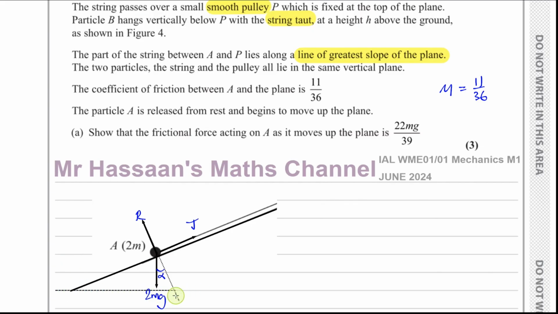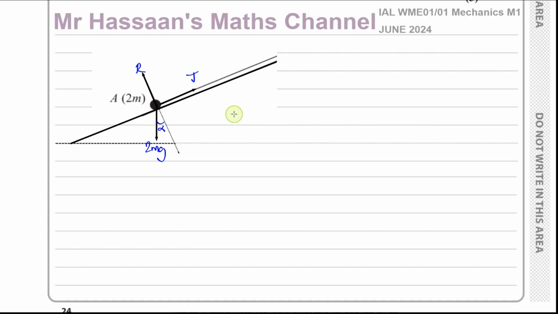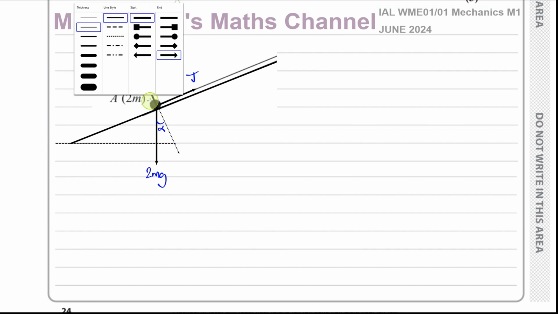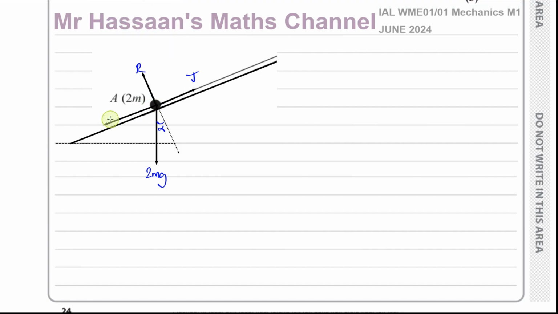I'll just draw this across, and I'll make this a bit longer so that we can see clearly. Okay, before I do that, I'll just draw the rest of the forces. We also have the frictional force acting in the opposite direction to the motion. Of course, it's accelerating up the plane. So the frictional force is going to be F max.